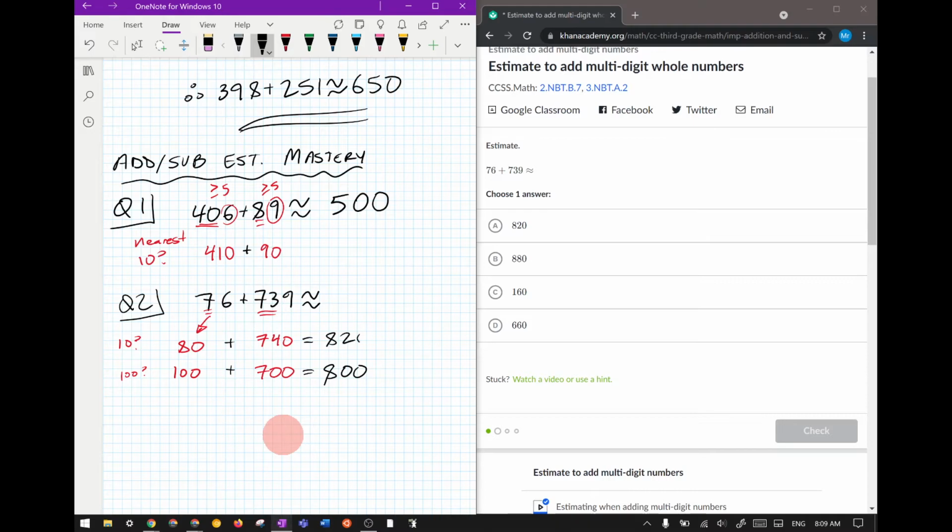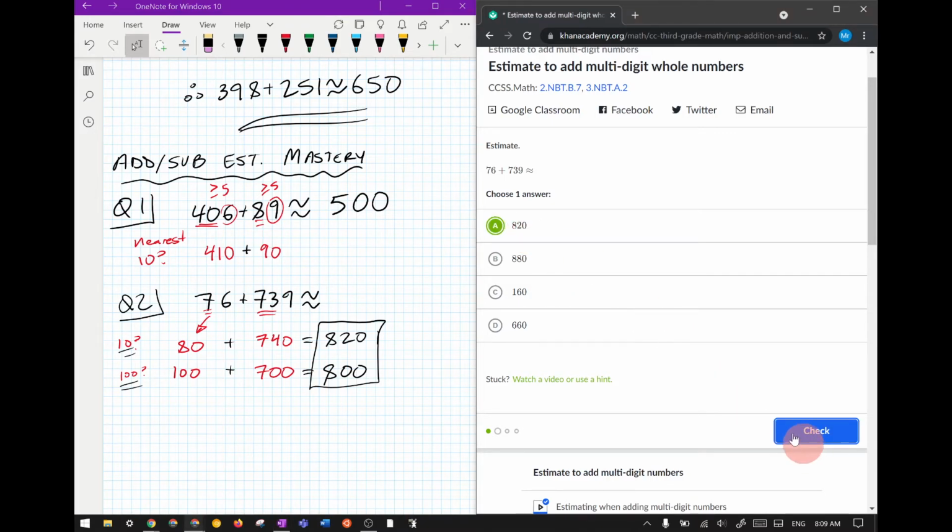That's 820. And notice that both of these answers that we got, either rounding to 100 or rounding to 10, they're roughly the same, right? They round onto each other, like 820, if you round it to the nearest 100, gives you 800. And of our options here, we see A is the best choice.